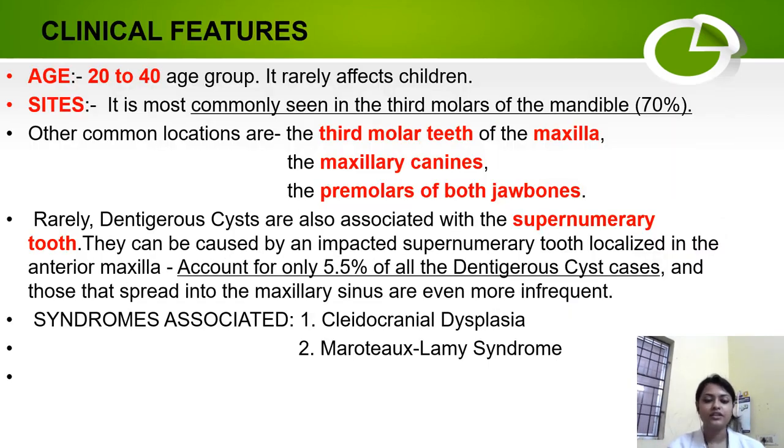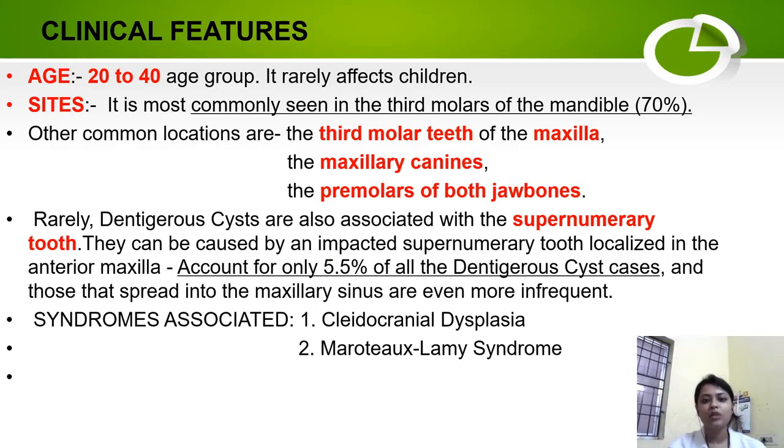Now clinical features. Age. It's generally in 20 to 40 years of age, young to middle age we will find. Whenever there is an impacted tooth underneath, there is high probability for some people it will become a dentigerous cyst. But it rarely affects children because impaction in children is very less.